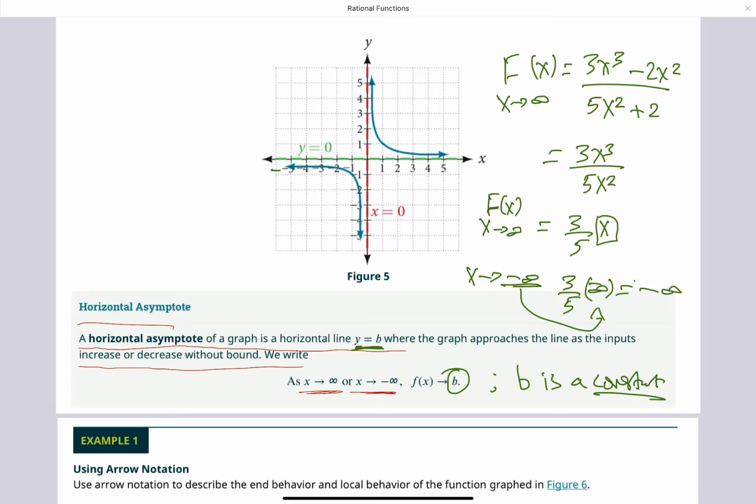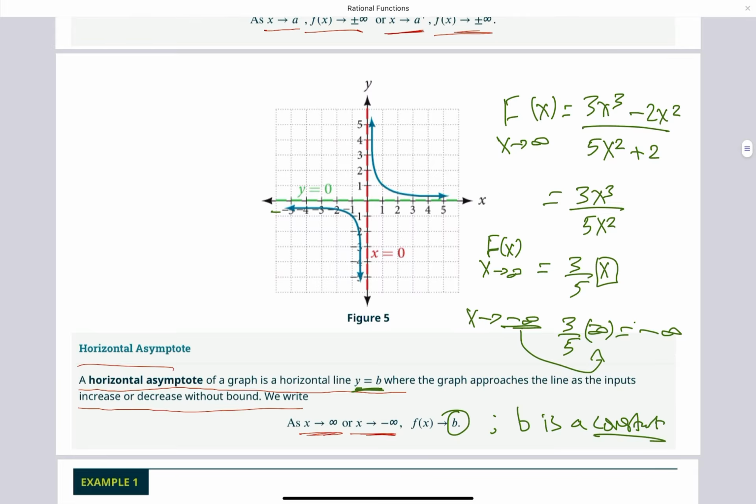And when does this happen? It happens when the leading term of the numerator has a degree, as you can tell, 3, greater than the leading term of the denominator. So remember this: leading term, let's say x^a divided by x^b. If a is greater than b, that means you do not have a horizontal asymptote. Are we good on this?